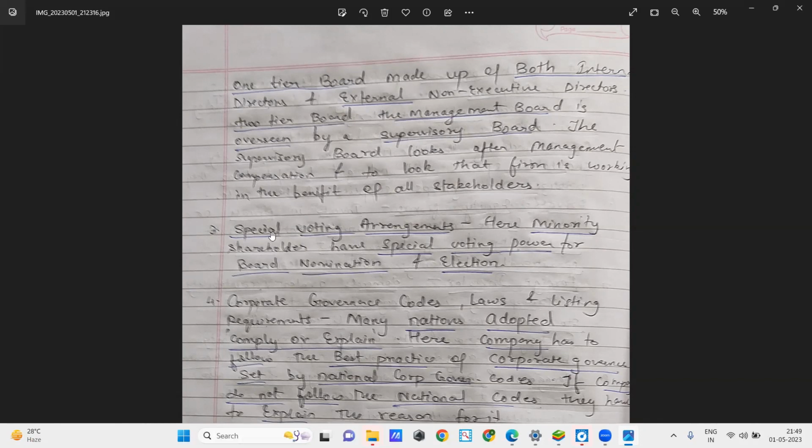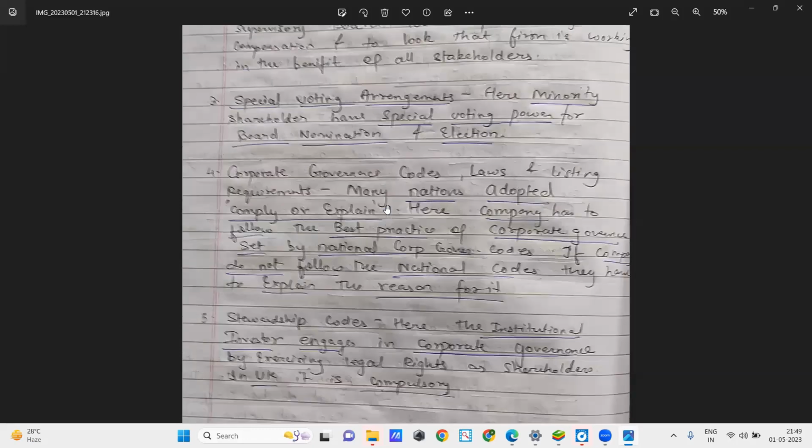Third, special voting arrangements. Minority shareholders have special provisions for board nomination and election. For the purpose of election and board nomination, minority shareholders have a high number of voting powers. So all the minority shareholders can come together and vote for a single member, a member who will work for the minorities.